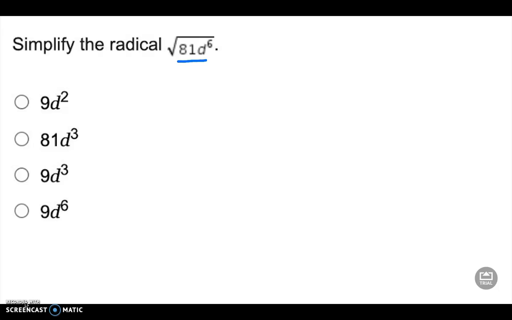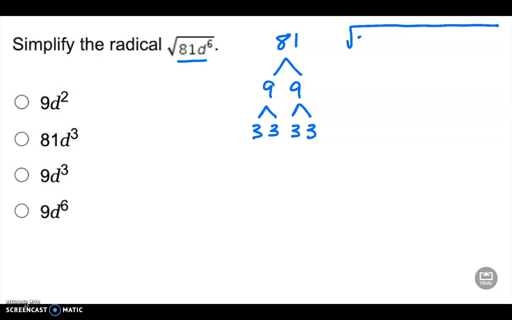Now, we prime factor this 81 first. So 81 is 9 times 9, and 9 is 3 times 3, and 3 times 3. And then we'll do the d's. So if we write this out, this would be 3 times 3 times 3 times 3 times d, 6 d's. 1, 2, 3, 4, 5, 6.